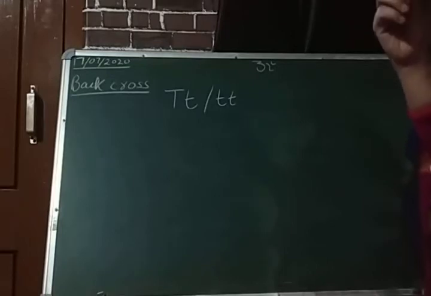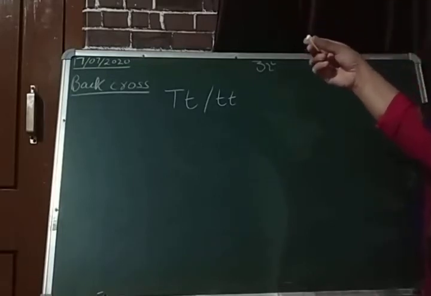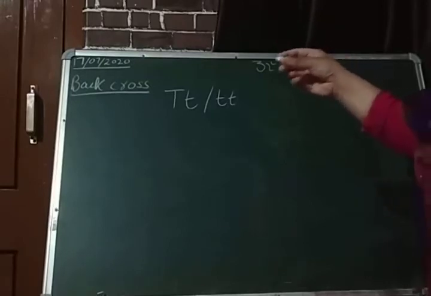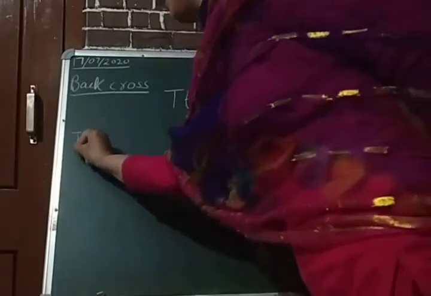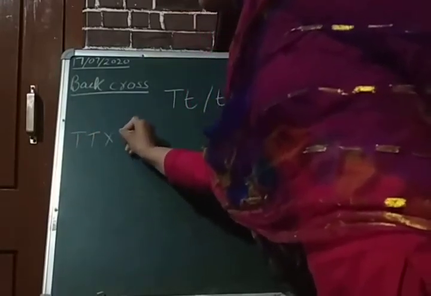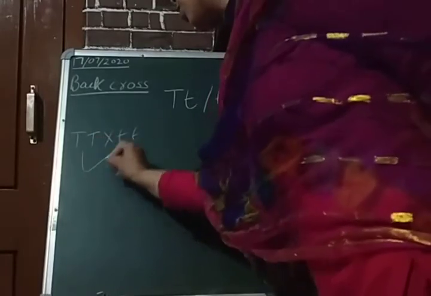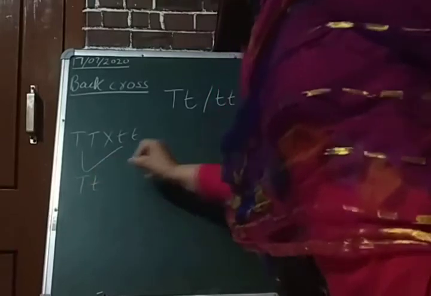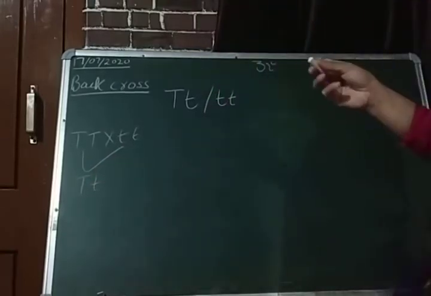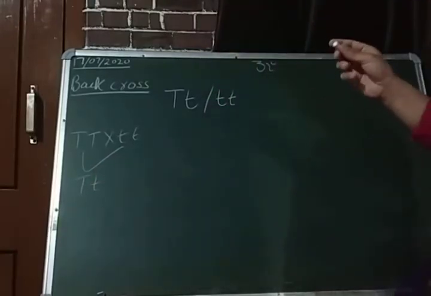Clear? You remember how we used to take out this F1 hybrid? Yes, by simply crossing homozygous tall with homozygous dwarf, and your F1 generation would be heterozygous tall. Okay, so in this way we can take it out.